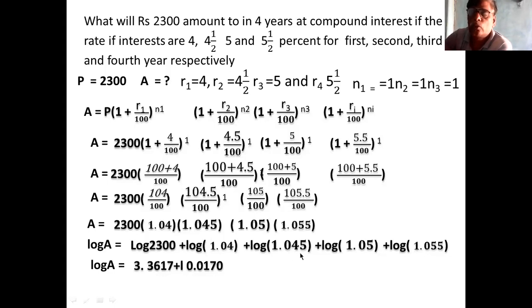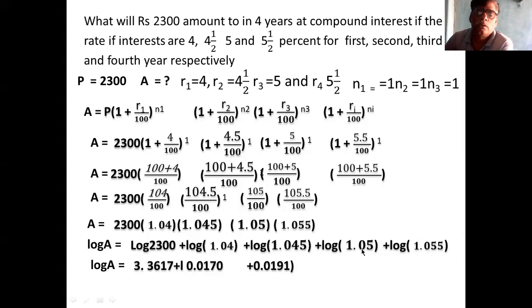Next is 1.045. You forget the decimal point and see in the logarithm table. Number is 1045. 10 first column, 4 Mantissa, 5 mean difference. What is the answer? Is it 0.0191?